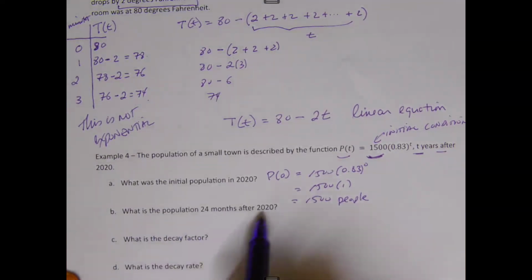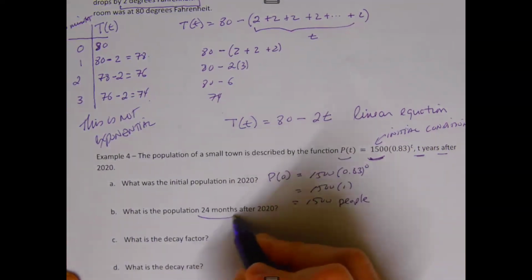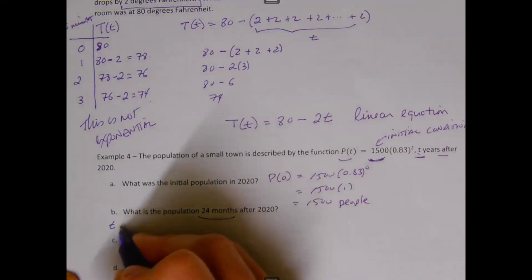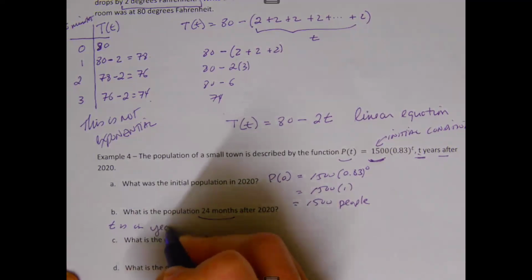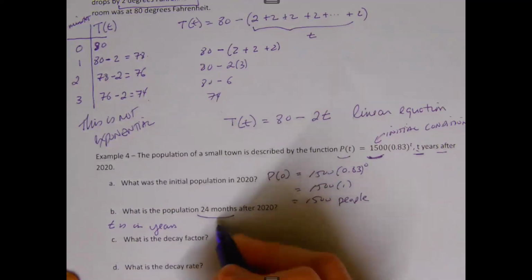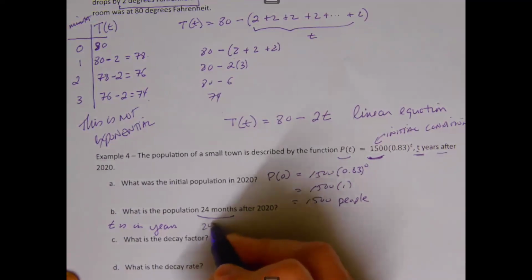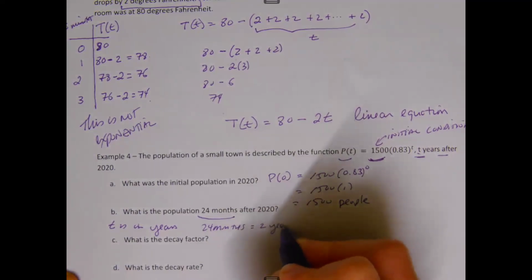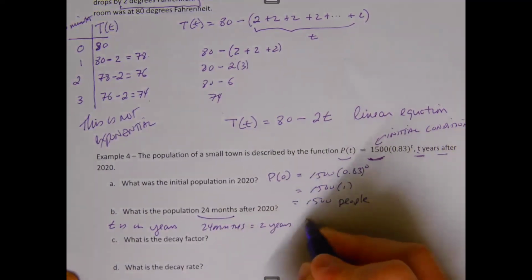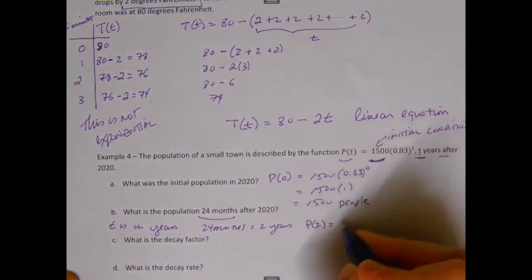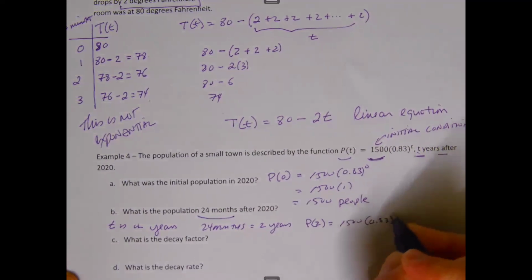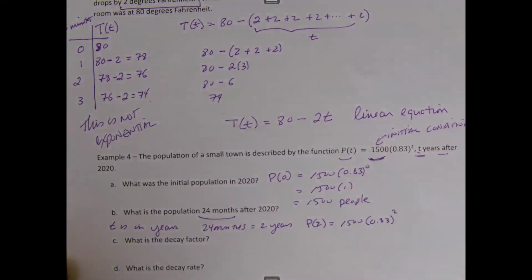What is the population 24 months after 2020? So 24 months. Okay, but what's my variable t? t is in years. So if I want to look at 24 months, it converts to 2 years. So really, I need to enter 2 into this formula and raise that to the second power.